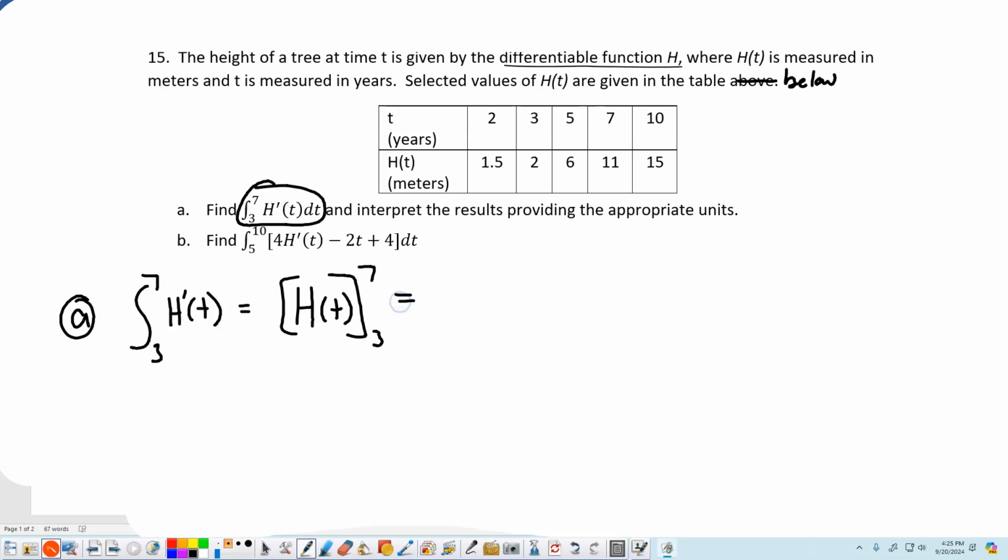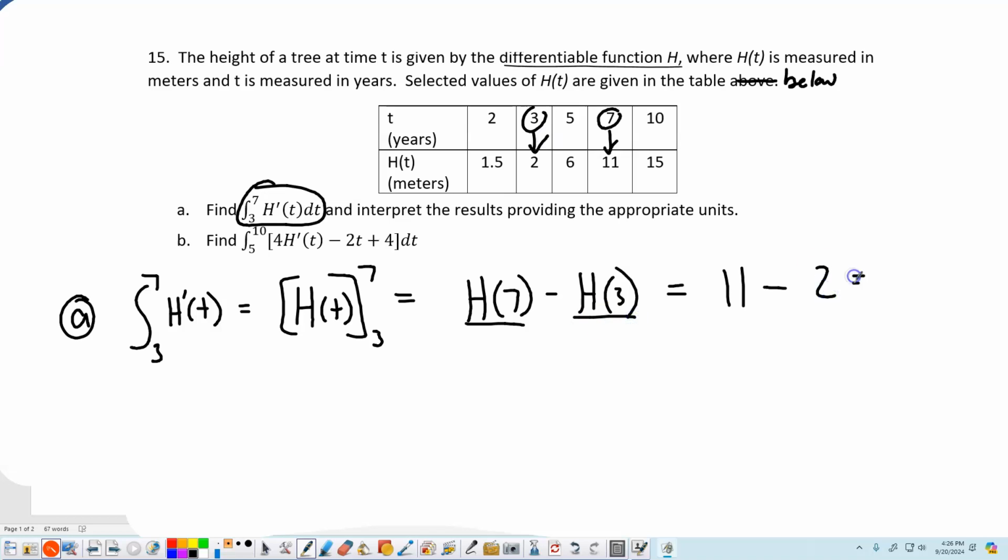Then, using the fundamental theorem of calculus, we would have h of 7 minus h of 3. You plug in the top number, you plug in the bottom number, and you solve. And from our table, we could see that at 7 years, h is 11, so h of 7 would be 11. And at 3 years, h is 2, so h of 3 is 2, and we're left with 8.